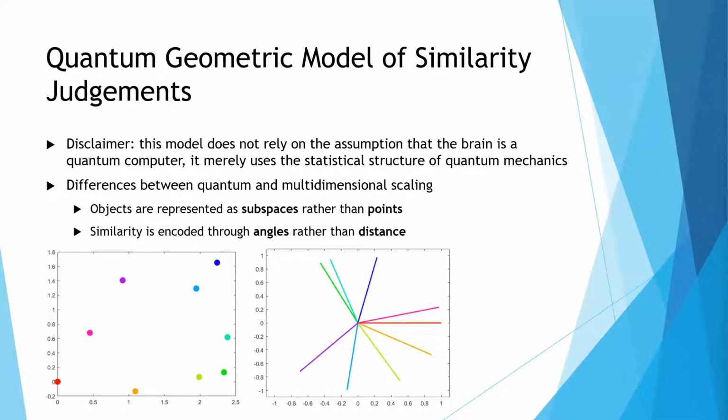Instead of representing objects as points in a metric space and encoding similarity through distances, like in multidimensional scaling, the quantum model represents objects as subspaces of a vector space and encodes similarity through the angles between subspaces. Note, in this model, we represented colors using one-dimensional subspaces, which just look like vectors here.